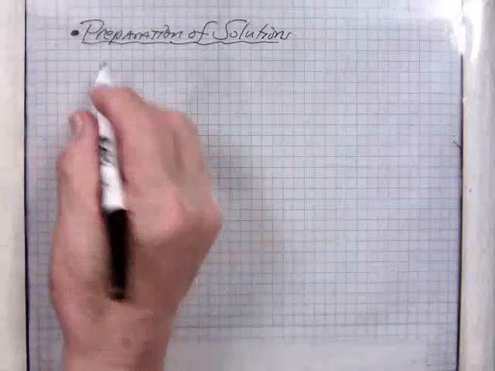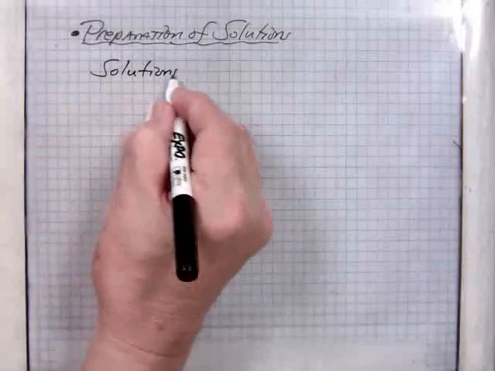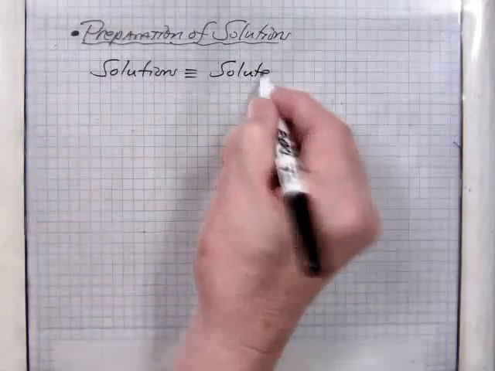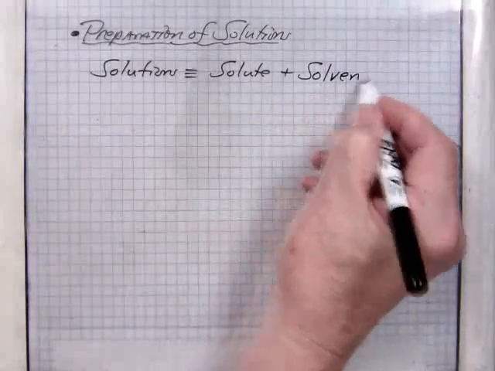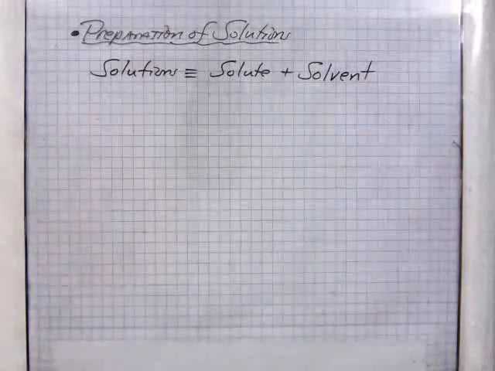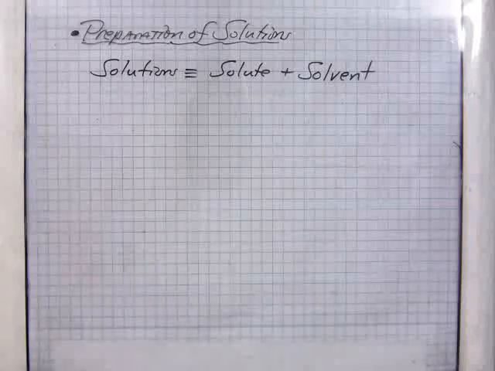Of course, you recall that a solution is a solute dissolved in a solvent. Together they make the solution. And in order to make a solution, there are three sources, well, not two commercial sources, one laboratory source of reagent to make solutions.